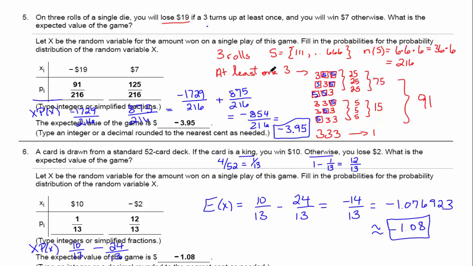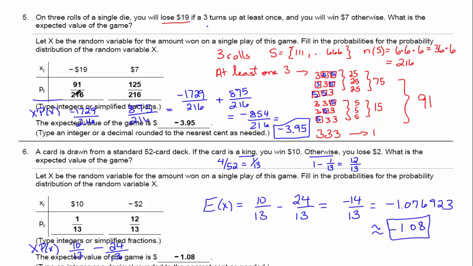But they said at least 1 3. It could be 2 3s followed by something else, 2 3s followed by something in the middle, something starting it followed by 2 3s. Well, how many there? 5, 5, 5, 15. And there's one more possibility. I could have all 3s, and there's only one of those. So there's 91 ways out of 216 that I could lose $19.